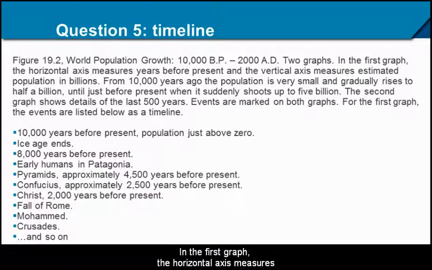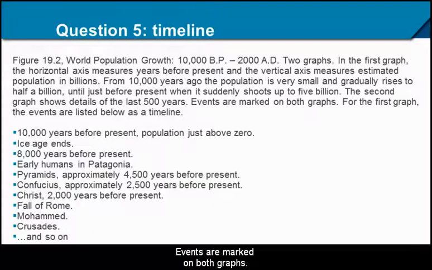In the first graph, the horizontal axis measures years before present, and the vertical axis measures estimated population in billions. From 10,000 years ago, the population is very small and gradually rises to 500 million until just before present, when it suddenly shoots up to 5 billion. So that's the story. We've really described that small inset very succinctly, and that's everything that happens except for those fine details. The second graph shows the details of the last 500 years.